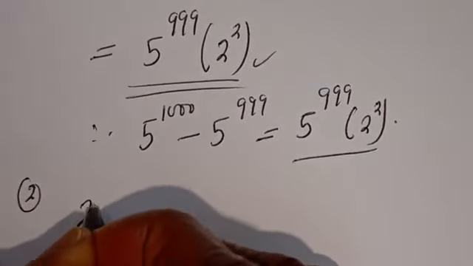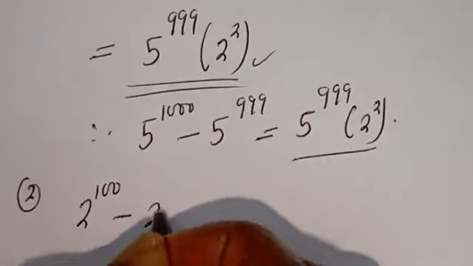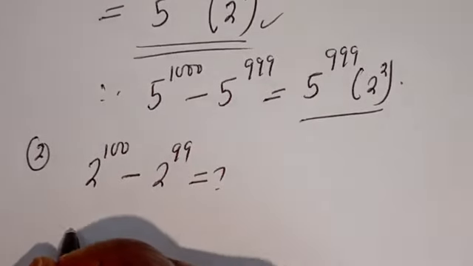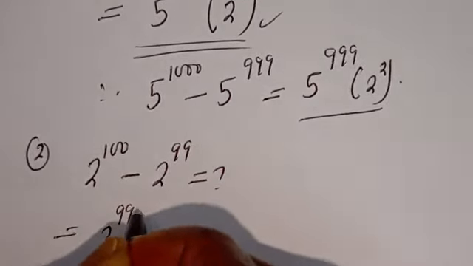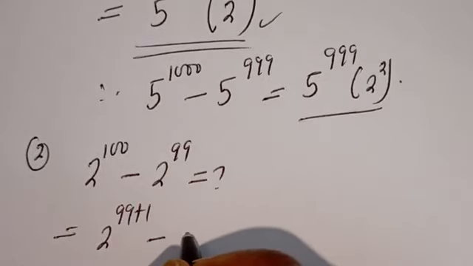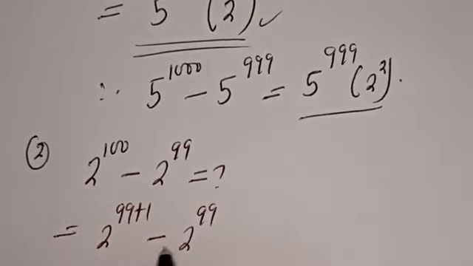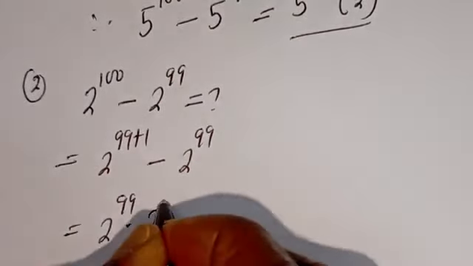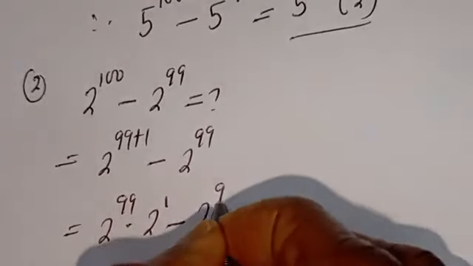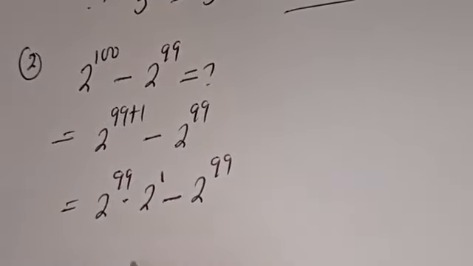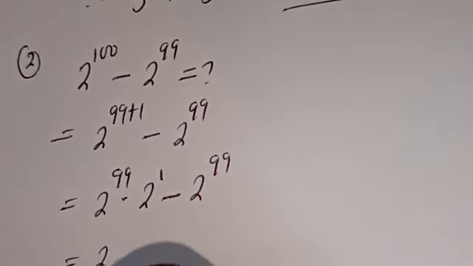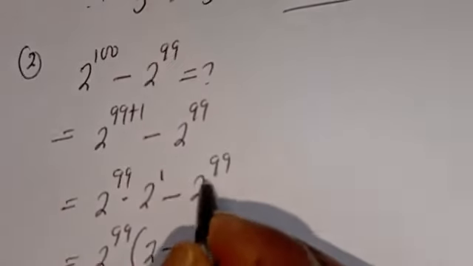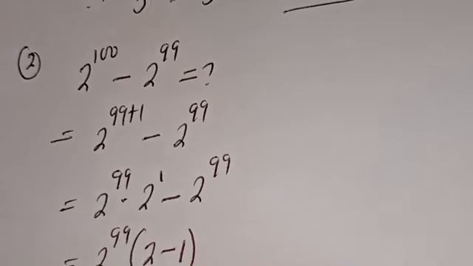If you have 2 to the power of 100 minus 2 to the power of 99, what is the answer? Here, this is 2 to the power of 99 plus 1 minus 2 to the power of 99. Then this is equal to 2 to the power of 99 multiplied by 2 to the power of 1 minus 2 to the power of 99. And as you can see, 2 to the power of 99 is common. This is 2 to the power of 99 brackets 2 to the power of 1 is 2 minus, if you divide this by this, is 1.